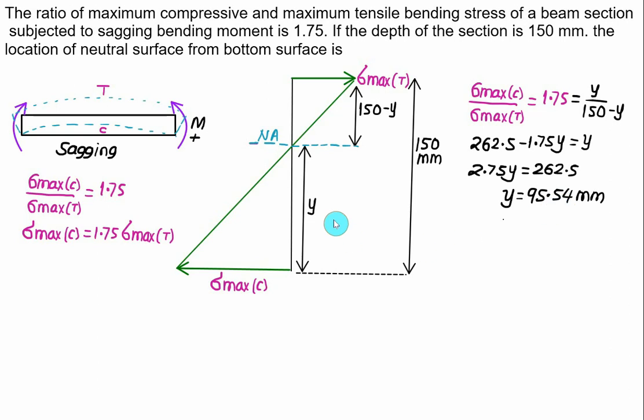So this distance comes out to be 95.54, which is the location of the neutral surface from the bottom surface. The exact section we can't show because the only information given is about the depth.